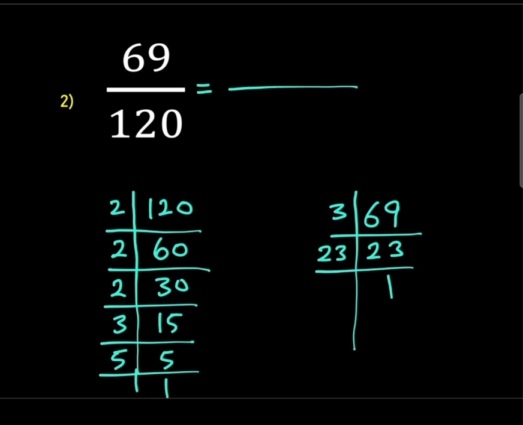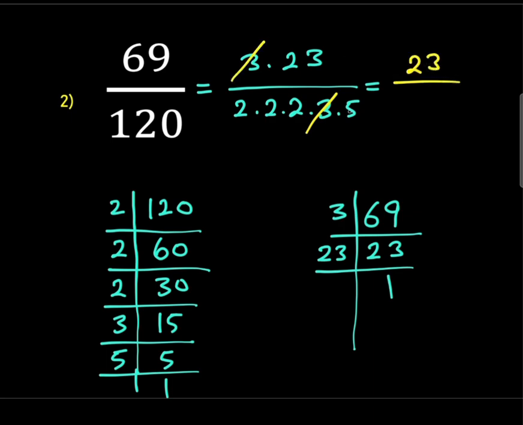Now we can write, instead of 69, 3 times 23. And instead of 120, write these prime numbers: 2 times 2 times 2 times 3 times 5. Cancel the common factors. 3 is cancelled with 3. We are left with 23 over 5 times 8, which is 40. The answer is 23 over 40.